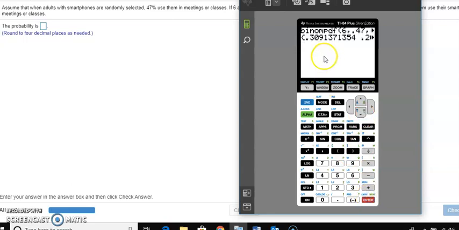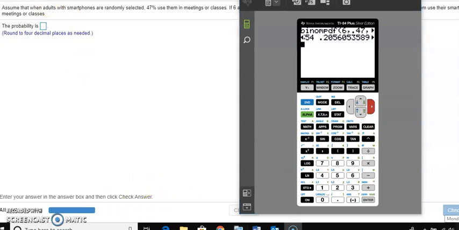When I hit enter, what's going to happen is this is the probability of 3. Right here is the probability of 4. You have all the probabilities there. So you can either write those down and add them up, but a much easier way is to use your sum answer key. So I thought I'd show you that.